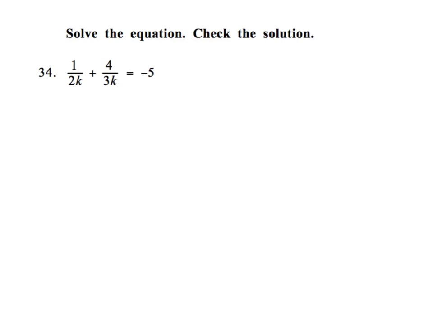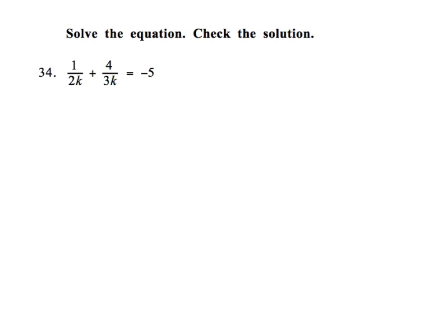All right, welcome to your T1 Algebra 3 final review, numbers 34, 35, and 36. We're going to solve each equation. These are the ones where you want to get your denominators so they match, and then once the denominators match, we don't care about them anymore. Remember, -5 is really over 1.